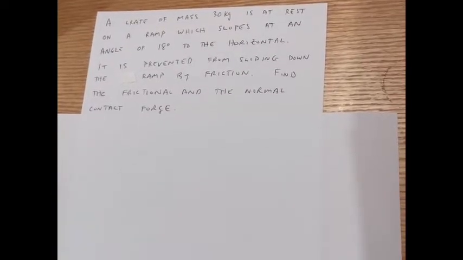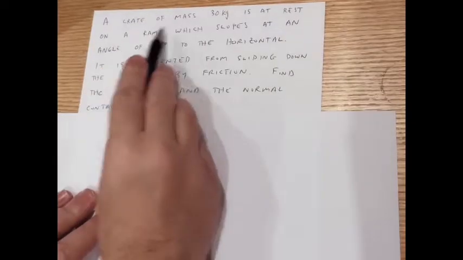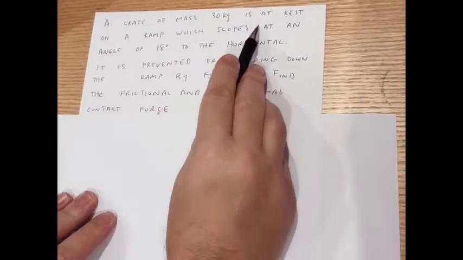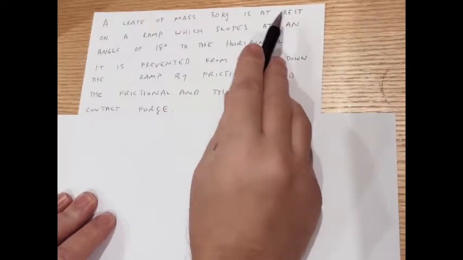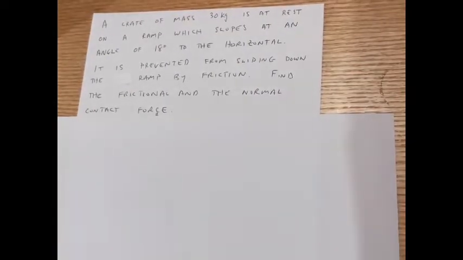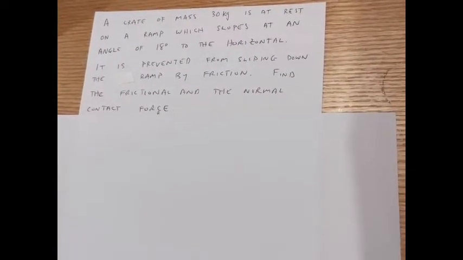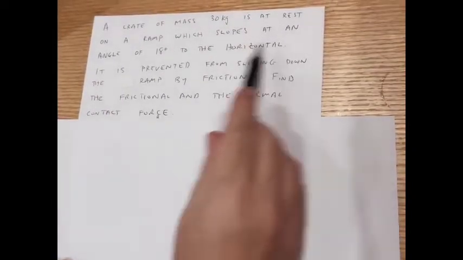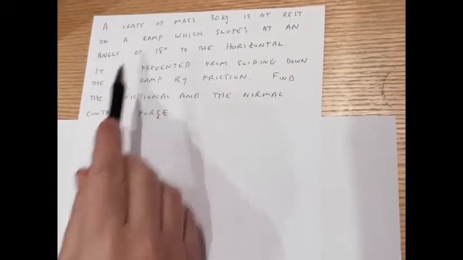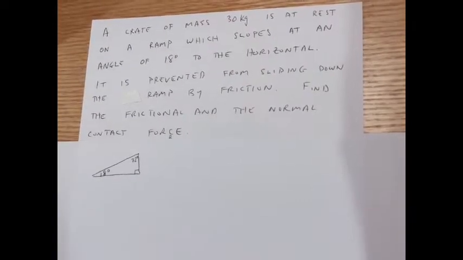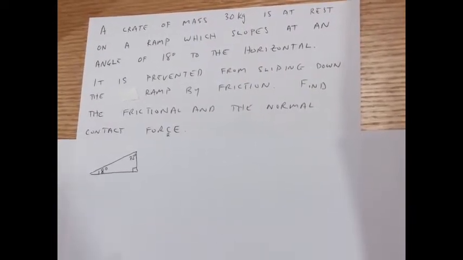So here we go. A crate of mass 30 kilograms is at rest. So if it says at rest, it's in equilibrium, and that's your first cue as to what to do. On a ramp which slopes at an angle of 18 degrees. Step 1, draw your triangle.